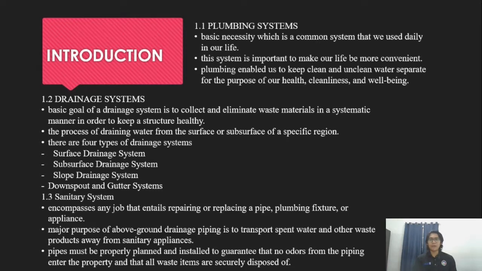Okay, for the slope drainage system, drains on the slope allow water to flow out of the structure in a natural process with the help of pipes down the slope to remove any excess water that may seep into buildings and gardens. Okay, for the downspout and gutter system, a downspout is a pipe that connects to the drainage system in a building or house to carry water from the roof to the ground.